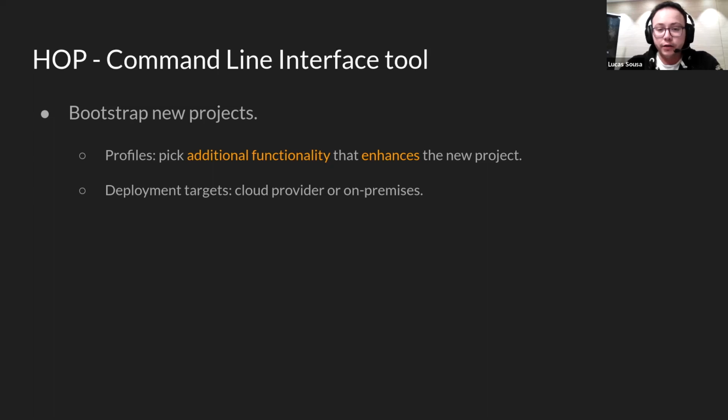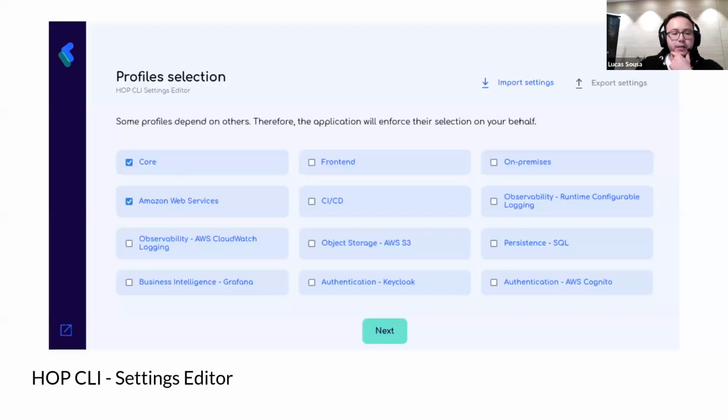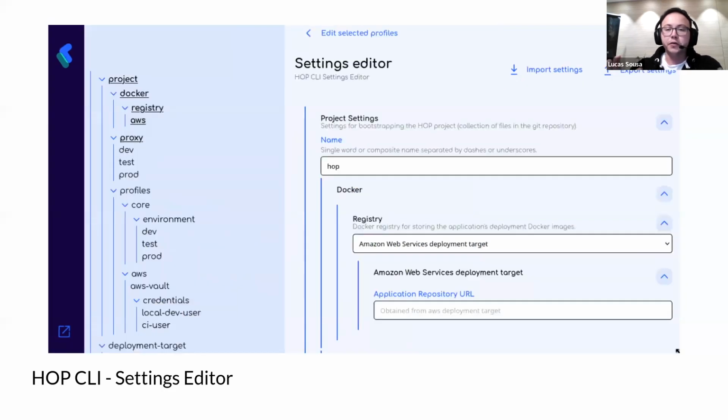In this case, cloud provider and on-premises are the offers for Hop. At the moment, the cloud provider is only AWS. And to configure all this, we provide a built-in web-based configuration tool that we will go into more detail about in a bit when we do the demo. But basically, this configuration tool is a front end that gives you a selection of the profiles. You can here pick what functionality you want to have in your project, and you then configure the details about it. And I will go more into this for sure in a minute.